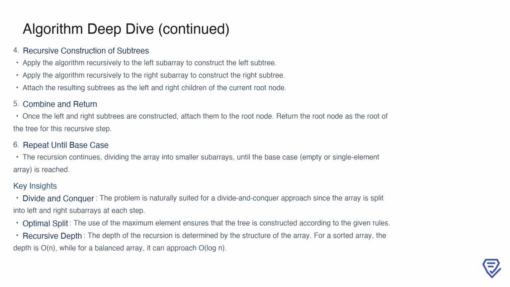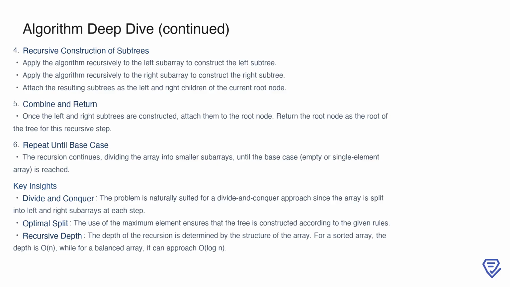Once both subtrees are constructed, they are attached as the left and right children of the current root node. This approach ensures that the tree adheres to the problem's rules at every level. The recursion continues, splitting the array into smaller and smaller parts, until we reach the base case, either an empty array or an array with a single element.